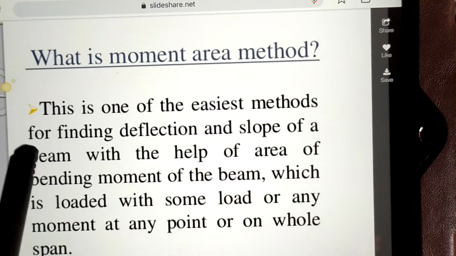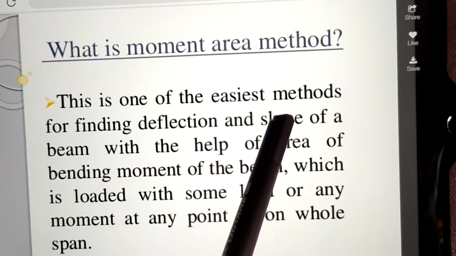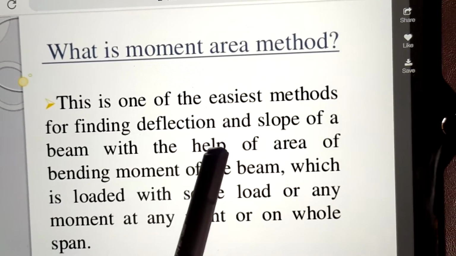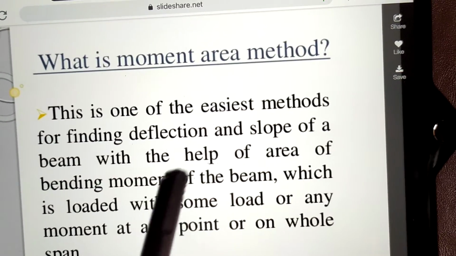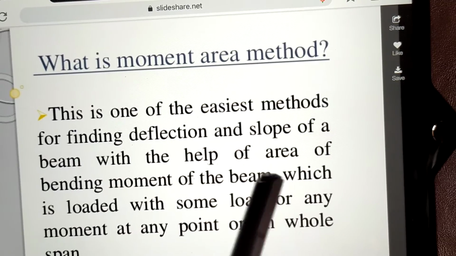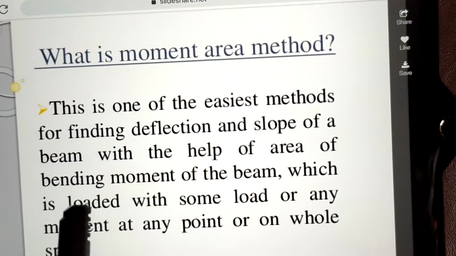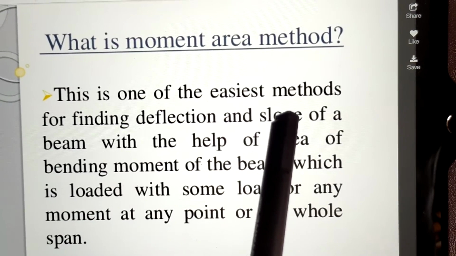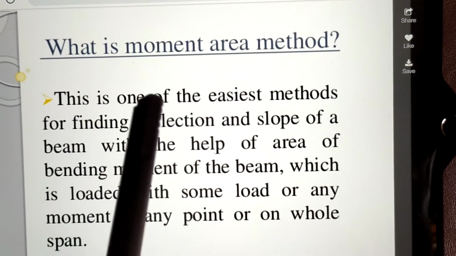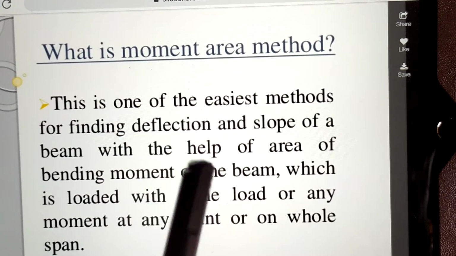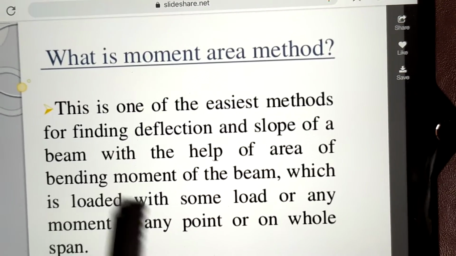What is the moment area method? This is one of the easiest methods for finding deflection and slope of a beam with the help of the area of the bending moment of the beam, which is loaded with some load or any moment at any point or on the whole span. That means we are finding slope with the help of the area of the bending moment diagram, and we are finding deflection with the help of the moment in the bending moment diagram.